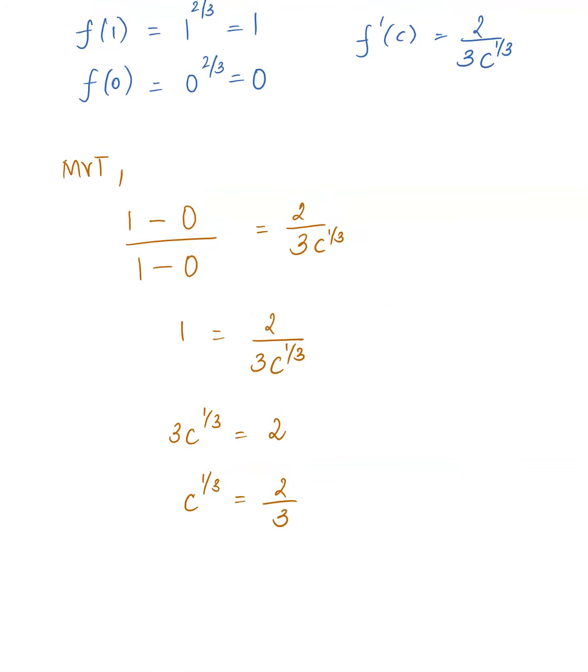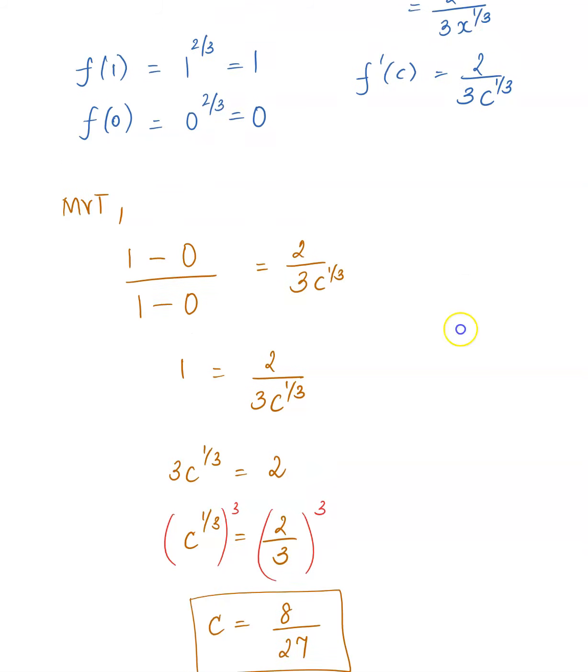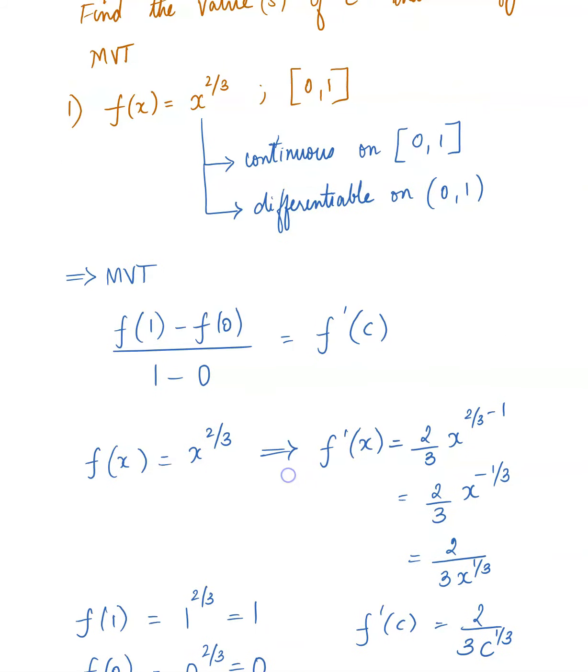Now I need to solve for c, not with any power on it. The way to undo the power 1 over 3 is to cube both sides, so that the powers multiply and 1 over 3 times 3 cancel each other. So you get c equals 2 cubed, which is 8, over 3 cubed, which is 27. So when c is 8 over 27, the derivative at that point will be the same as the slope between the endpoints 0 and 1.